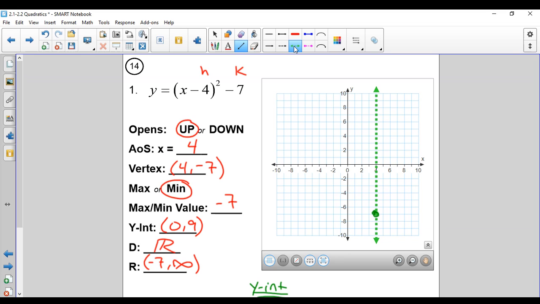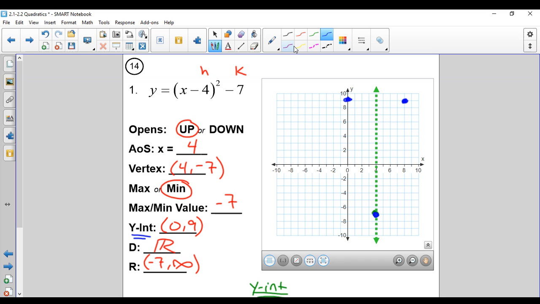We plot our y-intercept after that. So we have our vertex. We plot our y-intercept at (0, 9). So we go up 9, right on the y-axis. Now we use symmetry to find our other point. Our y-intercept is 4 units away from the axis of symmetry, so we count 4 more units right. My line was terrible, but we count 4 units to the right of the axis of symmetry, and there's our other point.